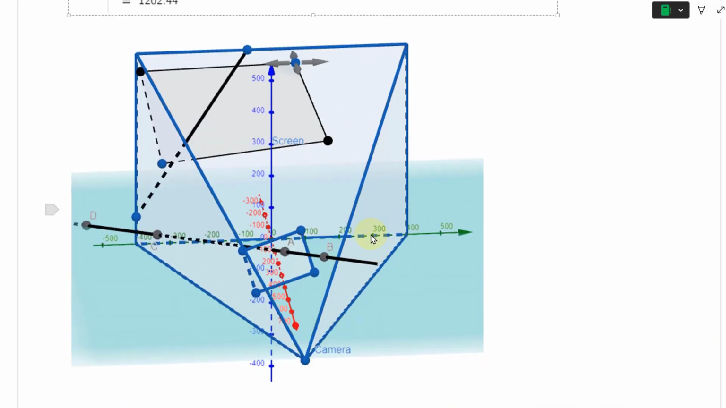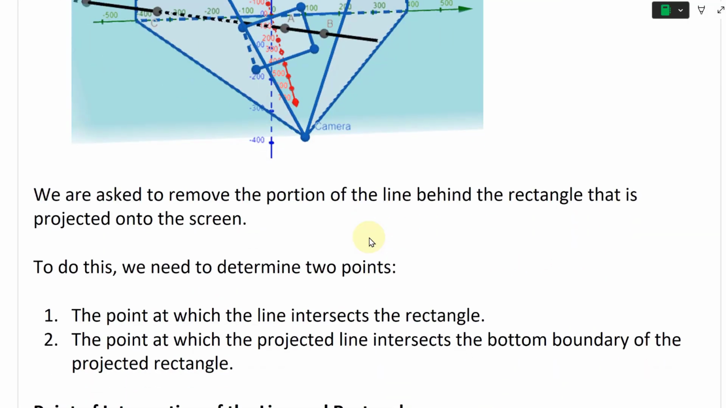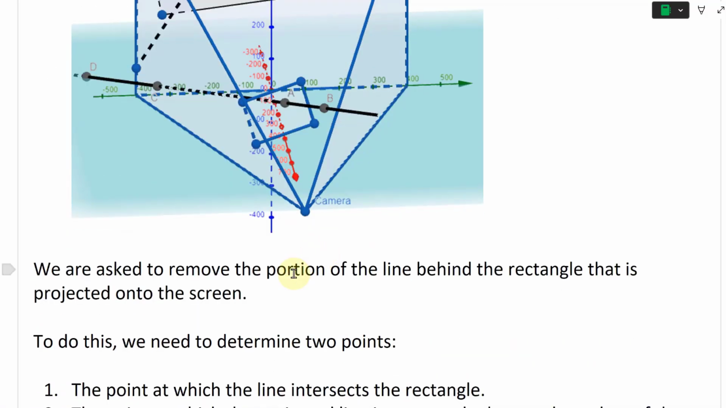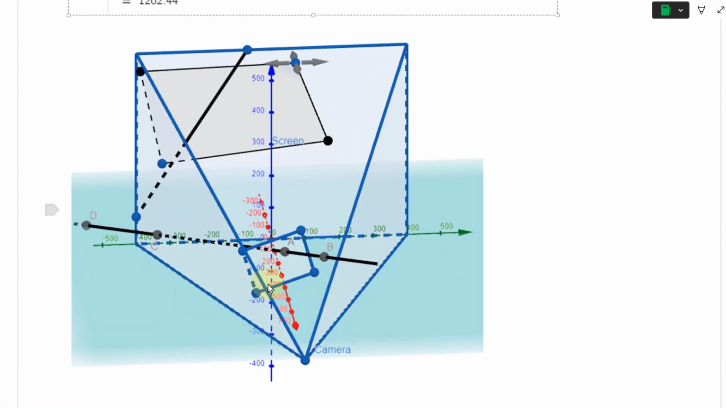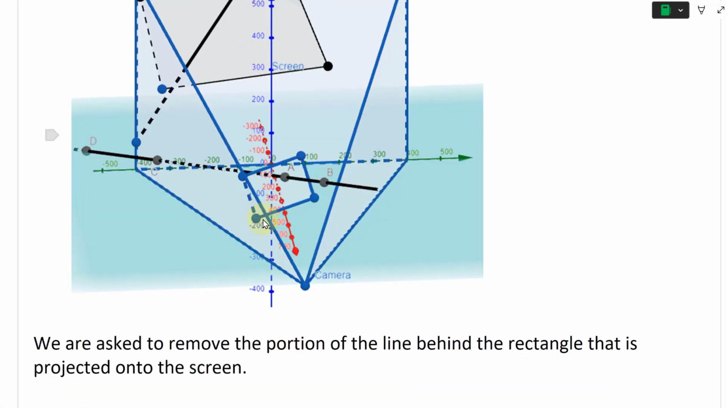So yes, epic stuff here. All right, so let's see what we were asked. We were asked to remove the portion of the line behind the rectangle that is projected onto the screen. So if you look at it here, we have to get the parts beyond the rectangle, and that's going to be somewhere around here. In other words, this part here, from there to here, we need to clip out the segment. We got to get rid of that because that's behind the rectangle. So we have to clip that out.